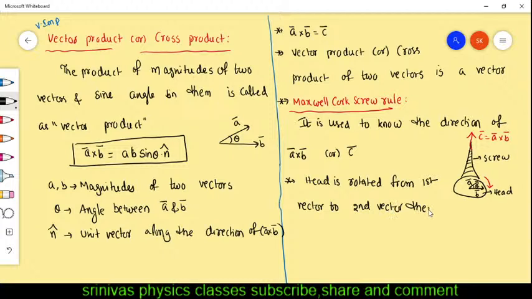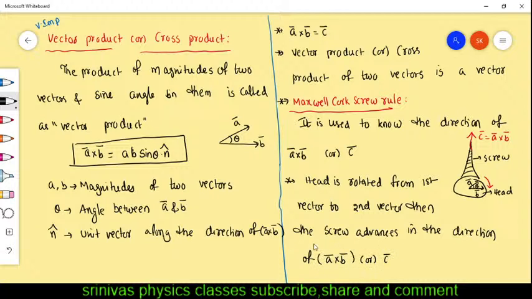Then the screw advances in the direction of A bar cross B bar, or C bar.